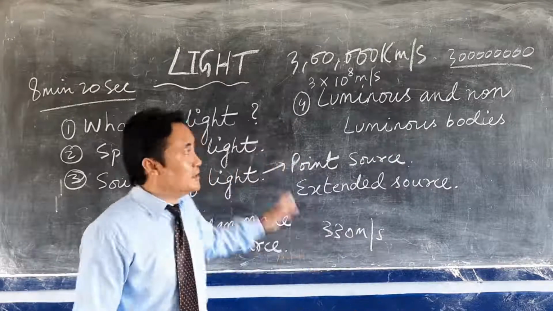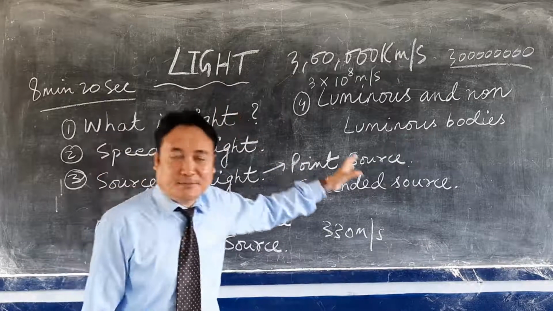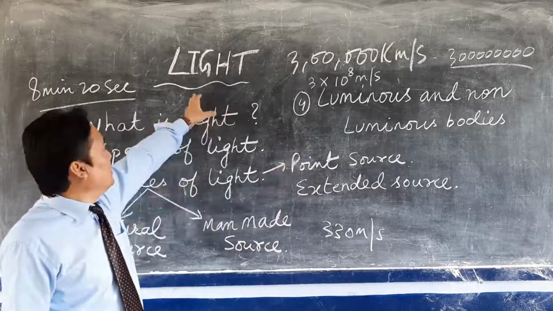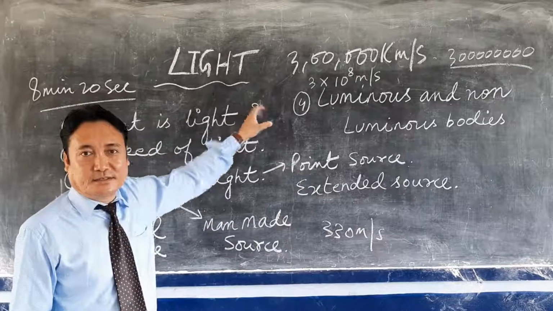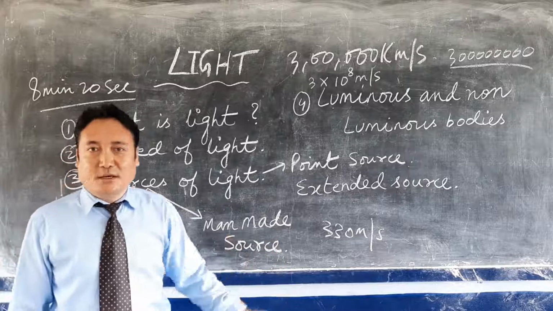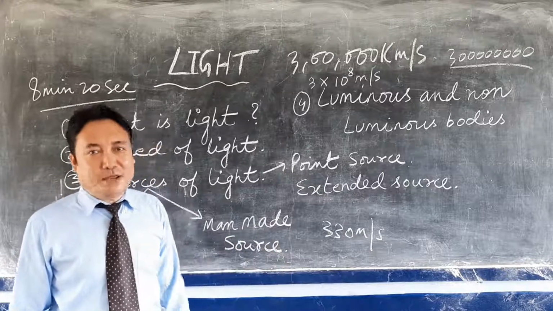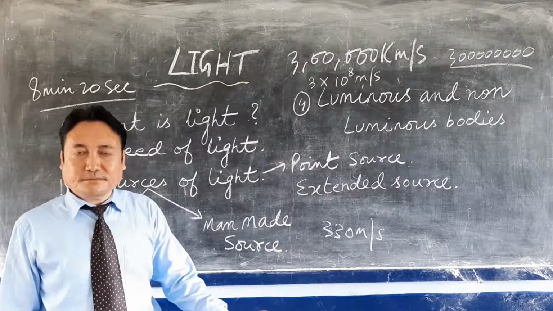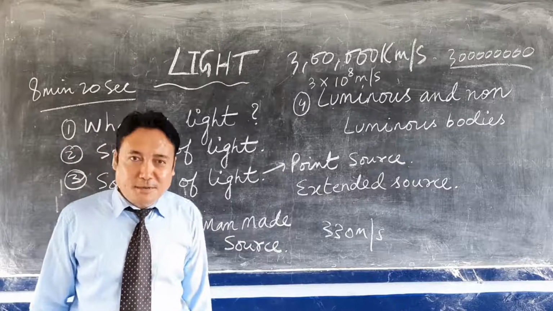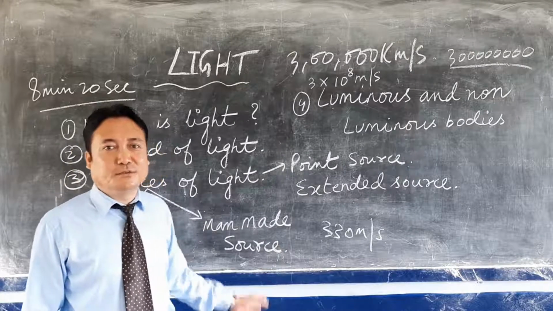So these are the terms I have explained to you in the chapter light. In the next class we will come to the next points, that is bioluminescent bodies and the rectilinear propagation of light. So these things we will discuss.